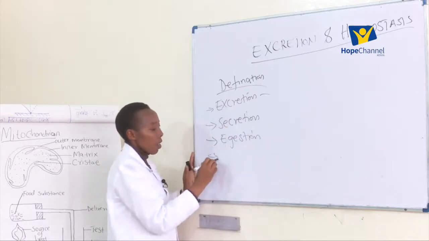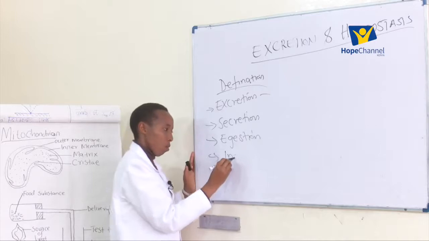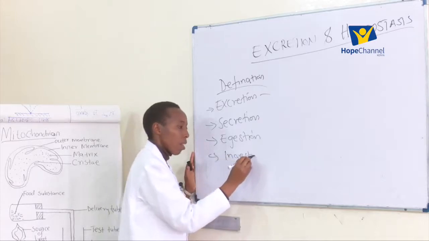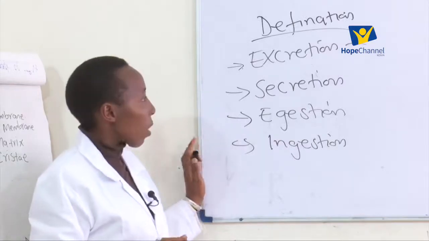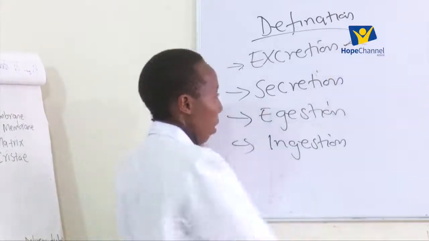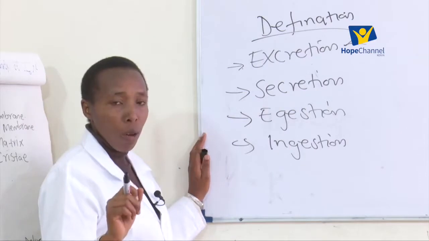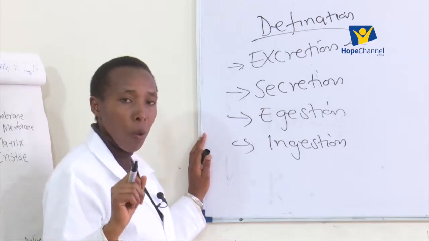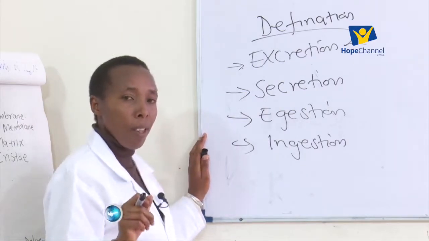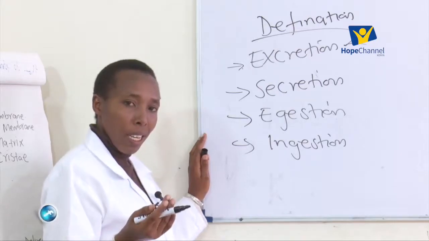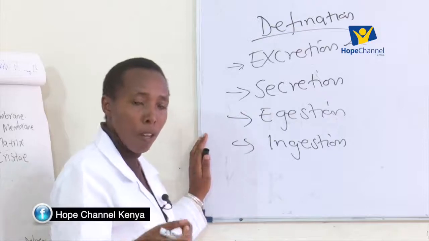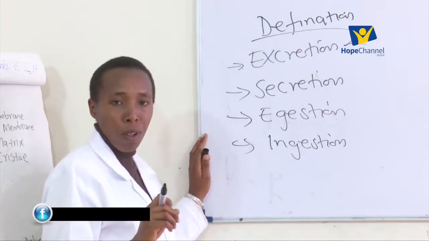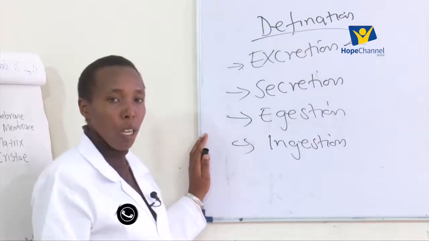And we also have another term we call ingestion. So these are just terms that we need to be keen when we define them. If I start with the first one, I've said excretion is the process whereby living organisms separate and eliminate the waste products that are formed from their metabolic processes. So they are eliminated from the body.